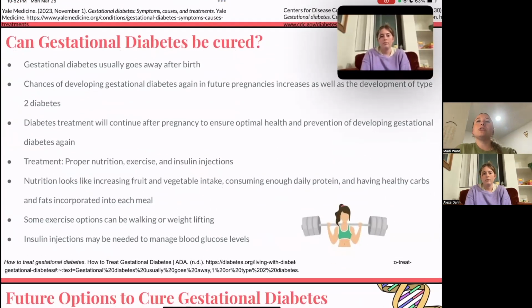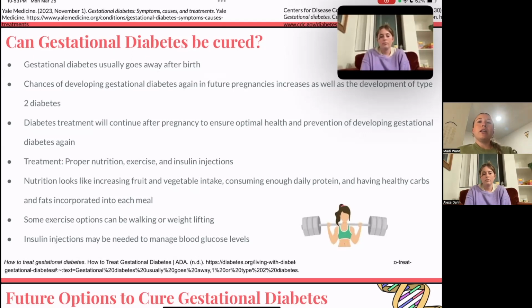Can gestational diabetes be cured? There's no general cure for it. It usually just goes away after birth, but the chances of developing it again in future pregnancies does increase, as well as type 2 diabetes, as I said earlier. Diabetes treatment should and will continue after pregnancy to ensure optimal health for the mom and the prevention of developing that same form of diabetes again in the future.